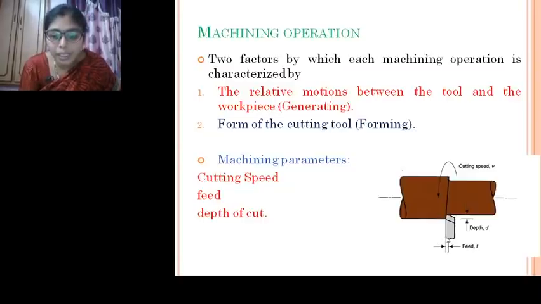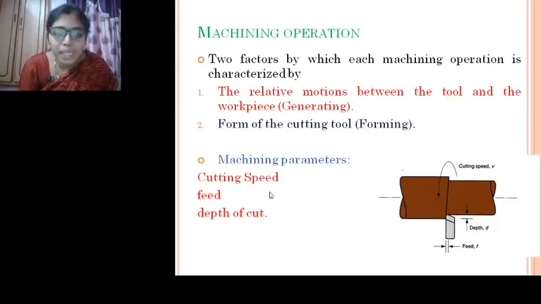Now here in this particular case, the tool will be moving in this direction. At the same time, the workpiece will also be rotating. So for one rotation of the workpiece, this tool will be moving a certain distance. That distance we call a feed. And what is depth of cut? Depth of cut is nothing but the distance moved by the tool into the workpiece. That is called depth of cut, or the amount of material that has to be removed.